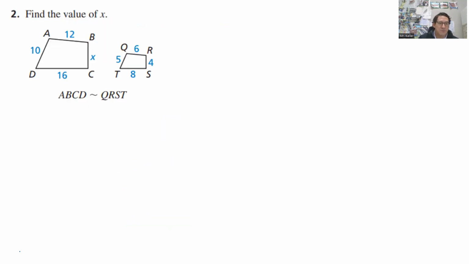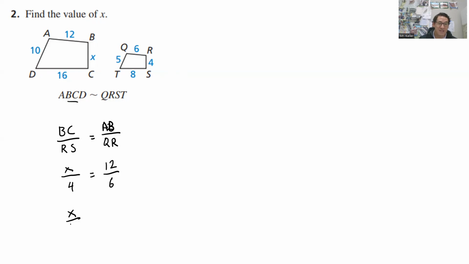Let's do another one. All right. So I'm looking for BC. BC, if we look, that's listed in the middle. BC is congruent to RS. They are listed there the same. So RS, I need a complete side. I'm going to do AB 12, and then QR. So listing out proportions. BC is X. That is similar to RS, which is 4. AB is 12, which is similar to QR, which is 6.